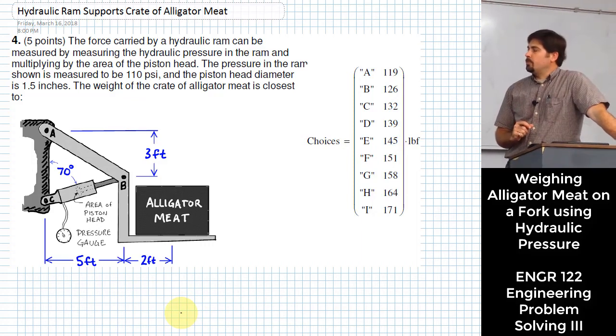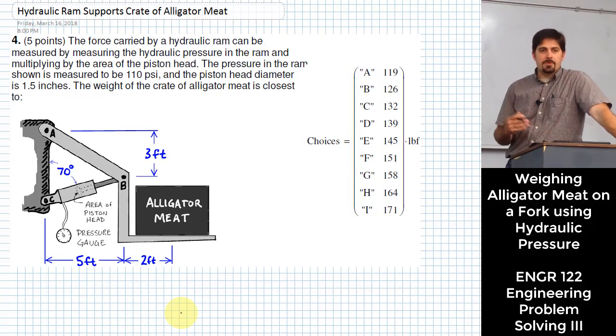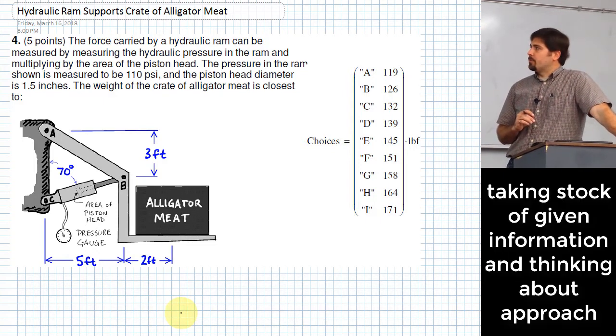With this problem, we have what looks like it might be a fork or something like that that is actuated with a hydraulic cylinder. And let's see what we know here. We know that the pressure that is generated in the hydraulic cylinder there is 110 psi, and the problem actually gives us a little hint in there.